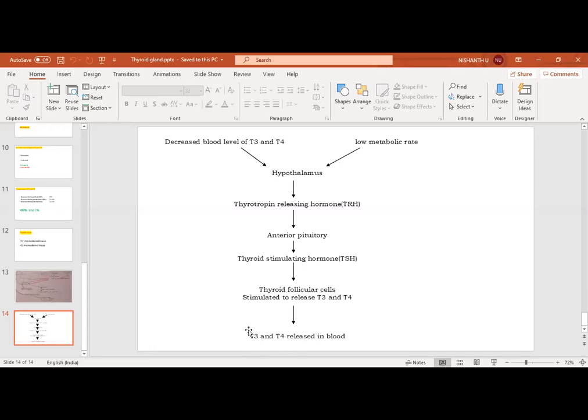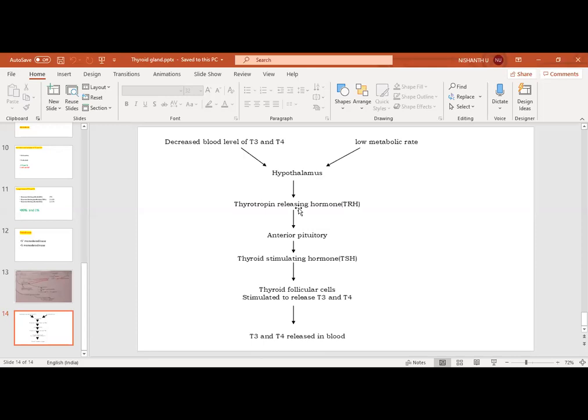Consider T3, T4 levels are very low. That means automatically the hypothalamus can identify low levels of T3, T4. And once T3, T4 is very less, metabolic rate also will become very less. And then the hypothalamus will release the TRH. This is how the thyroid hormone will be regulated.